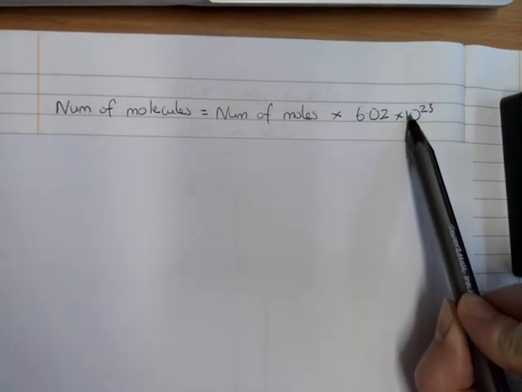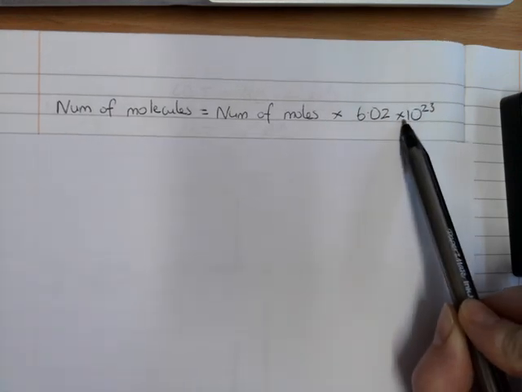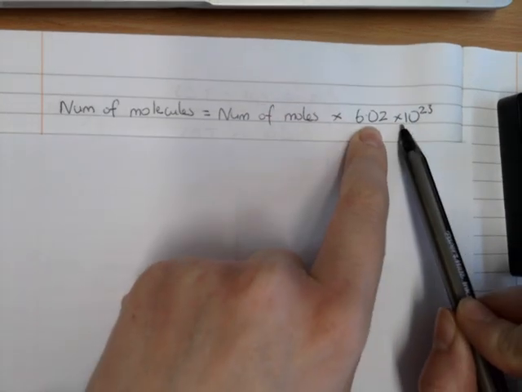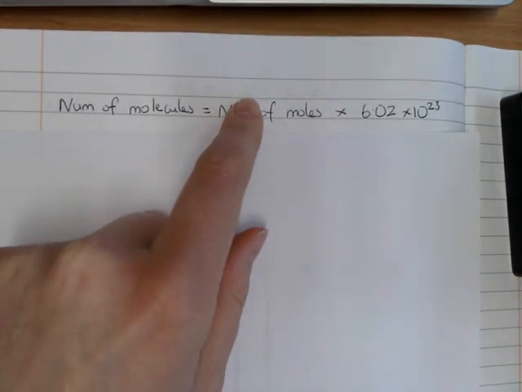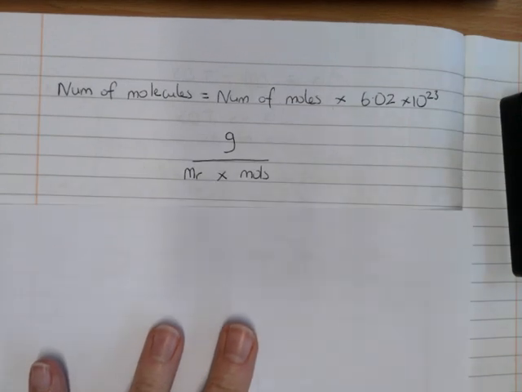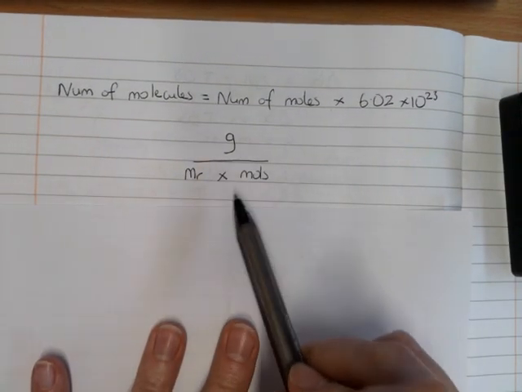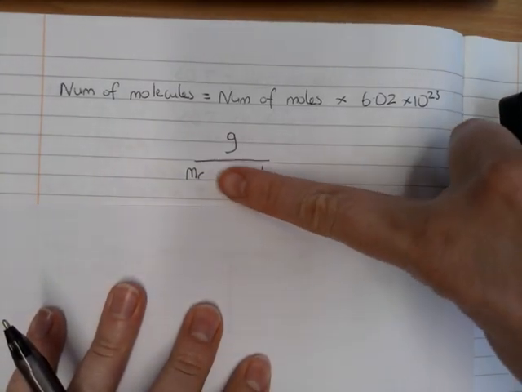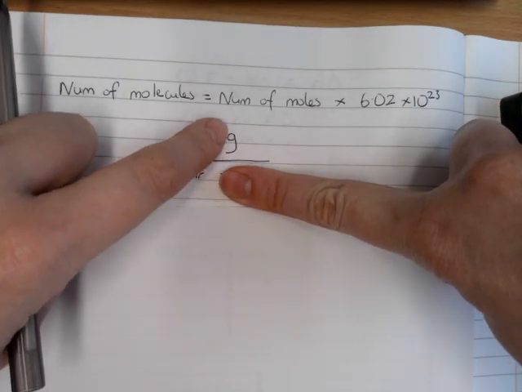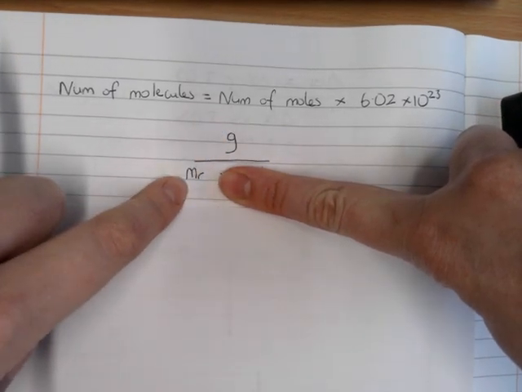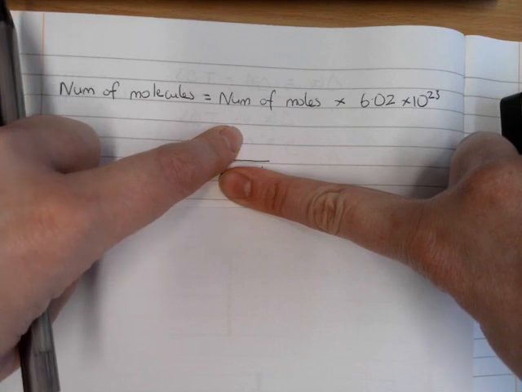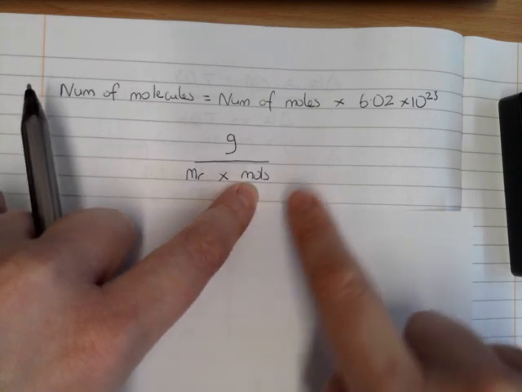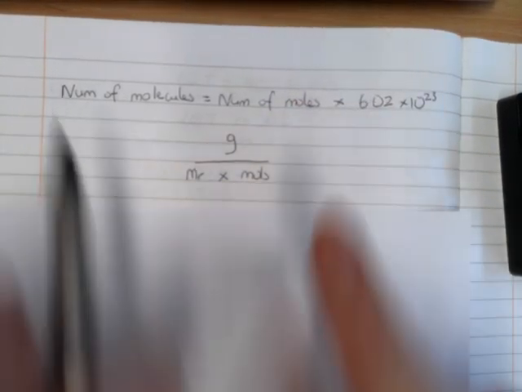If they don't give you this number, you don't use it. But if they do give it to you in the question, you have to use it. And you'll just find moles and multiply by this number. Now, in order to find moles, you need to know this formula triangle, G, Mr, moles. Using a formula triangle, if it's moles I want to find, then I cover moles, and what I'm left with is G divided by Mr. So you take your mass in grams, you divide it by your Mr, and you'll work out your moles. And once you've got moles, you just multiply it by this number.